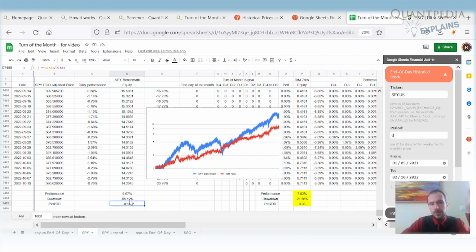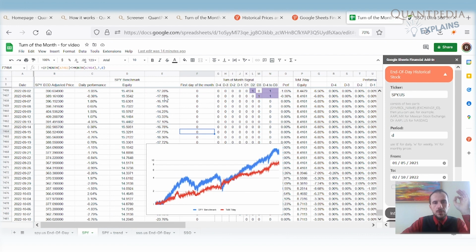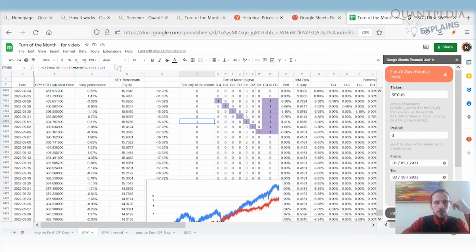Now, how can we improve this performance? We can try to build this turn of the month strategy. Firstly, we need to identify when is the first day of the month. We can do it easily by checking and comparing whether the actual date is in a new month or still in the old month. We will have the number 1 in case there is a difference between the actual month and the previous month. This way, in this equation, we can easily find the first day of the month. Now, once we have the first day of the month, we can check what is the D-4 day, D-3, D-2, D-1 day, and then the first 3 days of the month.